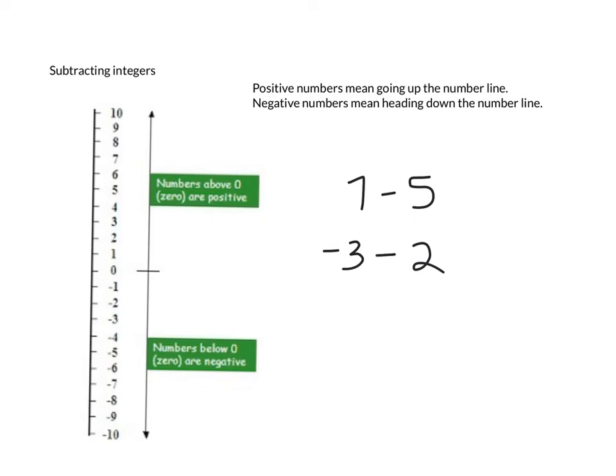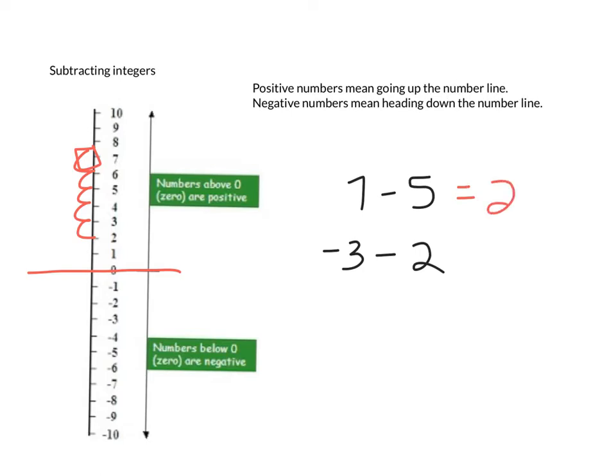Let's take a look at subtracting integers. We've done some of this on our elevator math, and we're just going to do a little review. Just remember, positive numbers mean going up the number line, and negative numbers mean heading down the number line. So if you think about this right here, this is like your elevator, this is your ground floor. If we started at floor 7 and we went down 5, 1, 2, 3, 4, 5, we would end up at 2, which is 7 minus 5 is 2.